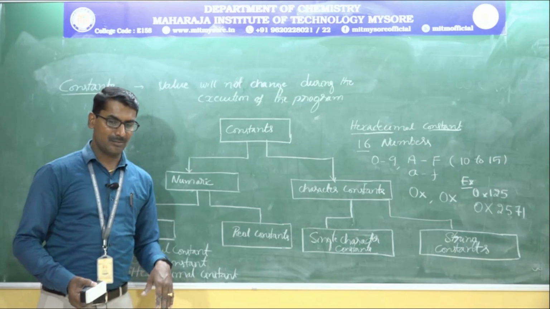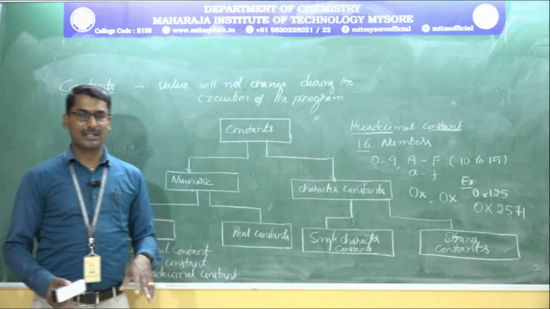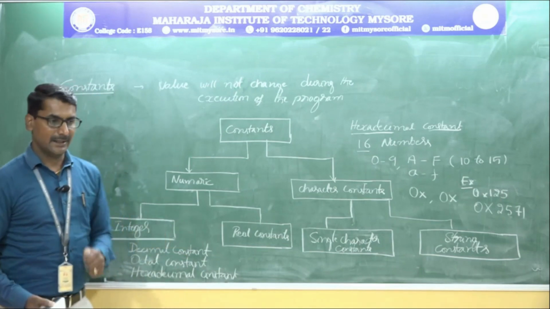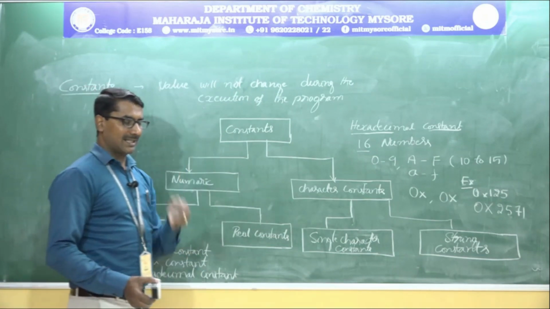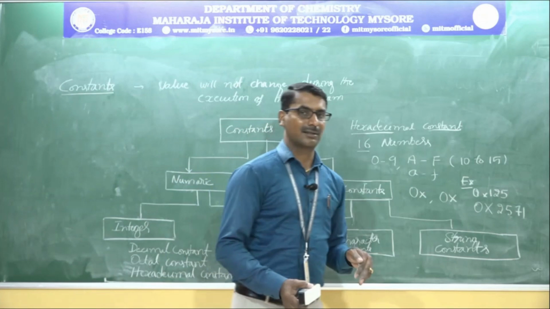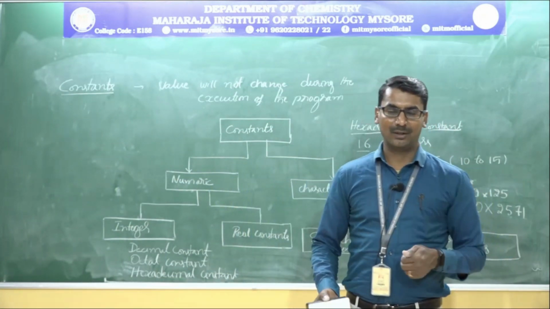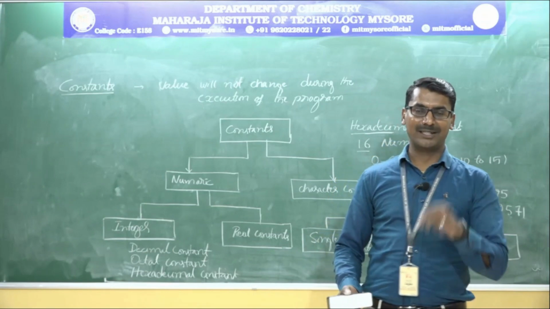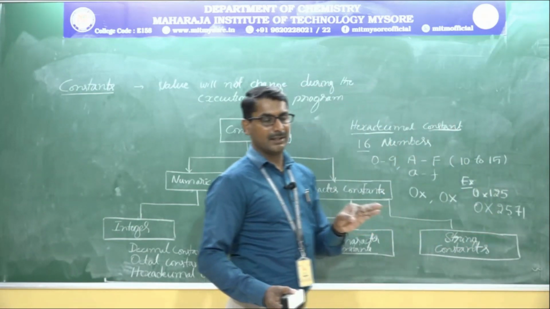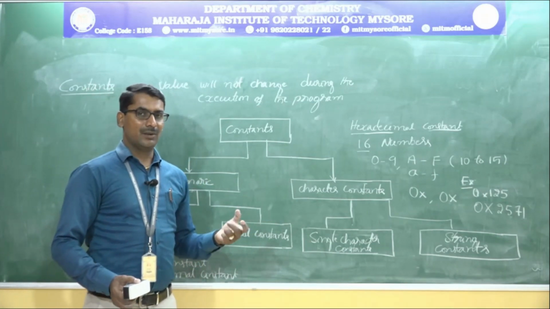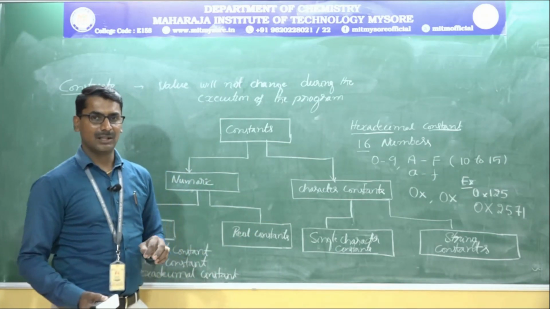The octal number consists of 0 to 7. It contains 8 digits, 8 values, that is 0 to 7. In order to discriminate between a decimal constant and an octal constant, the octal constant is preceded with 0. So every octal number must start with 0. It consists of a combination of 0 to 7. Without 0, the number is a decimal constant.